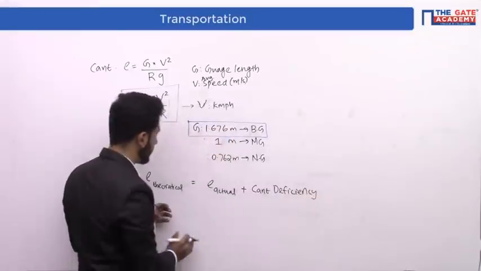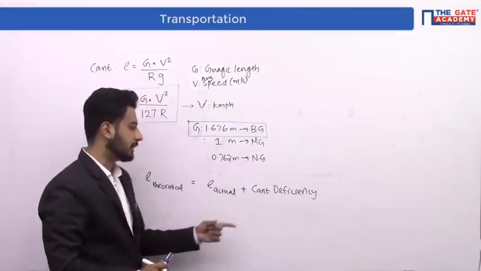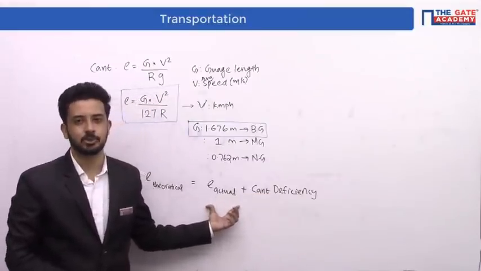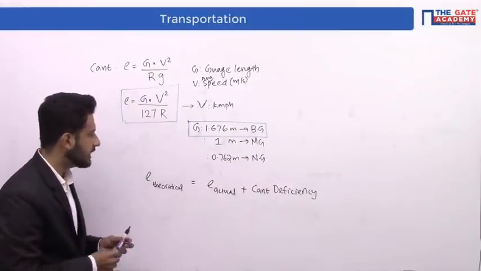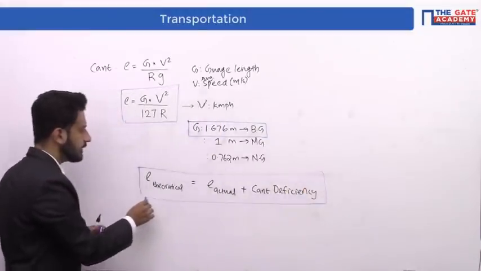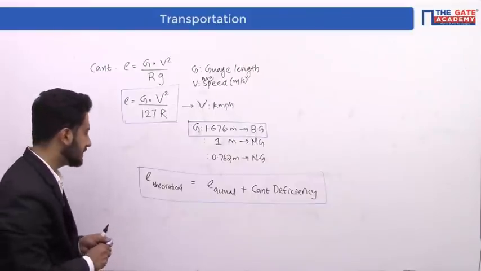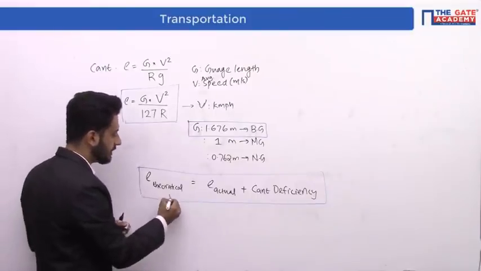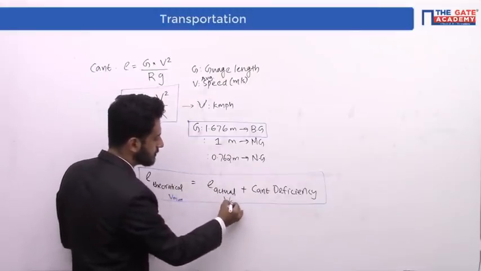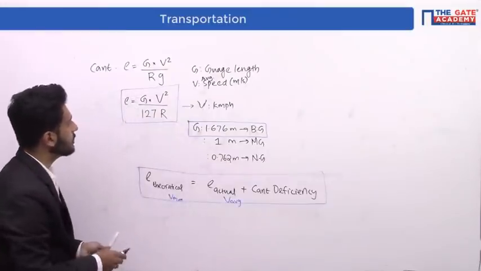Correct? From this theoretical value, there is a deficiency for the cant, and we are providing this E actual. So I can write it as E theoretical is equal to E actual plus cant deficiency. This E theoretical we are finding for maximum speed, and this E actual corresponds to average speed. Correct?